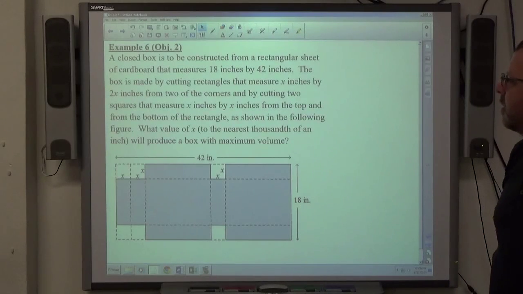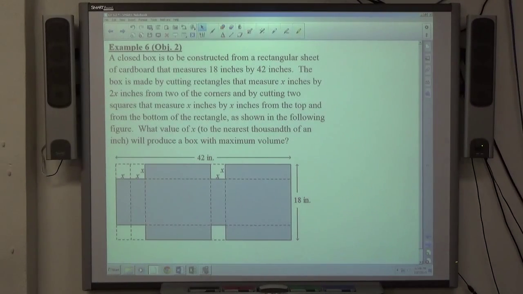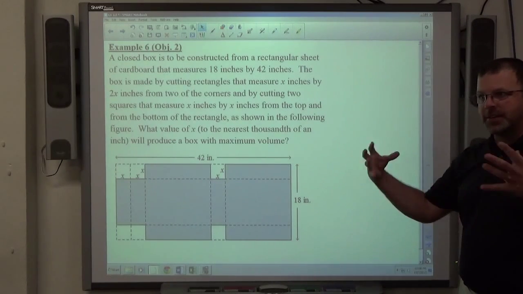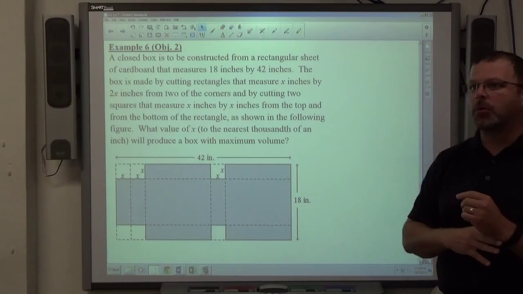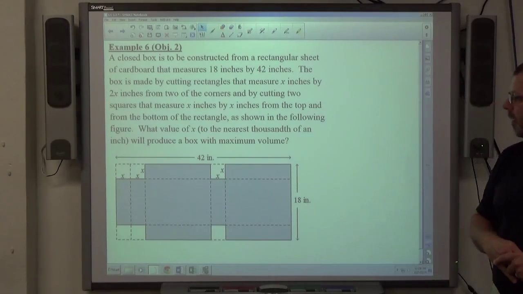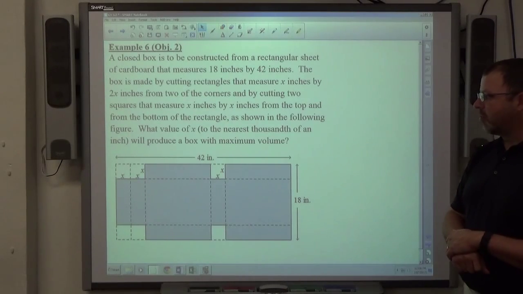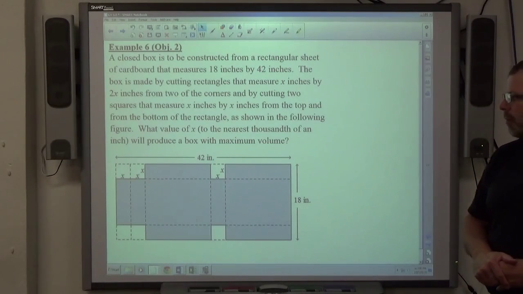Okay, example 6 is kind of a continuation of an example we saw back in chapter 2. We're creating boxes again. And in chapter 2 we kind of set up the problem. In chapter 3 we're going to try and actually find the optimal volume of this thing based on specific criteria for making the box. And this is a little bit more elaborate box also.